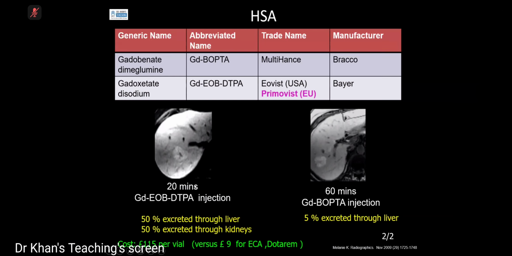So the technique which is done is, first of all, this is quite expensive. You see 115 pounds per bottle versus 9 pounds per bottle for the other agent. There is a special 20-minute delay phase.